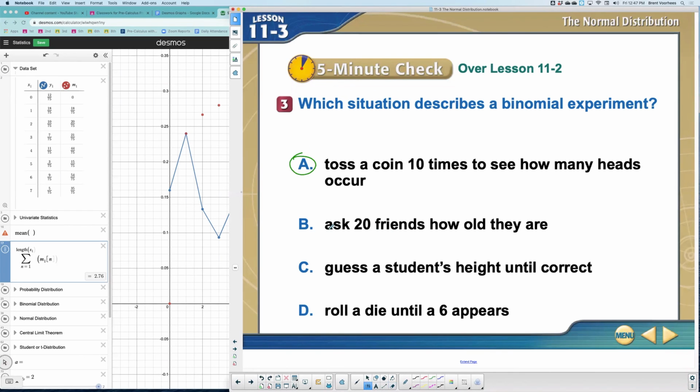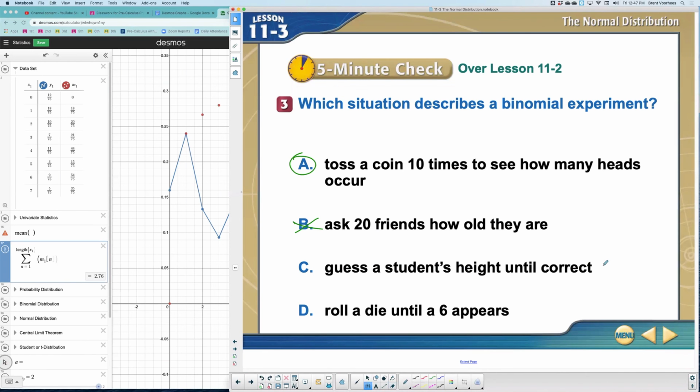Let's check the other one. You ask a friend how old they are. Well, if you ask me when I'm making this video, I would say 35. I ask you, you might say 17. Someone else might say 18. Another might say 16. Notice there's a whole lot of options there. So it's not binomial.